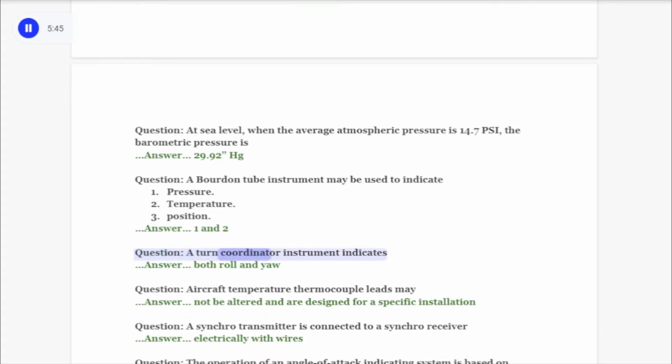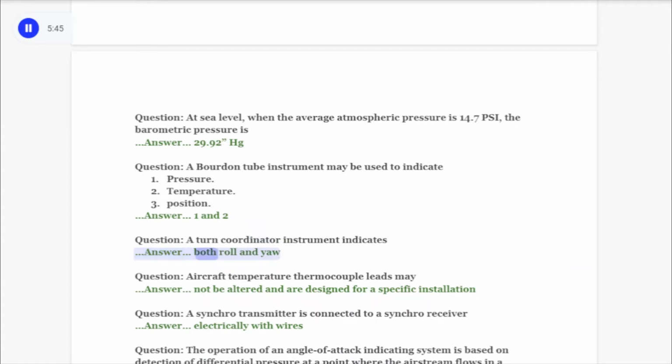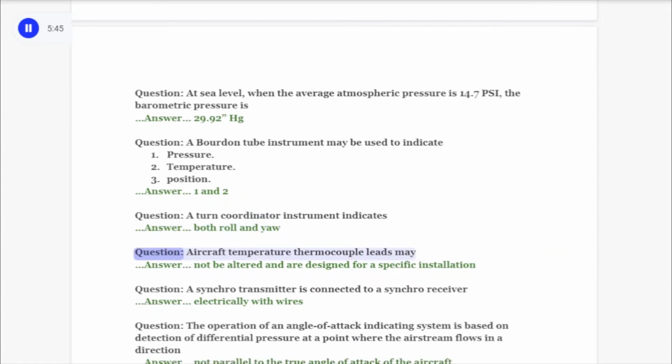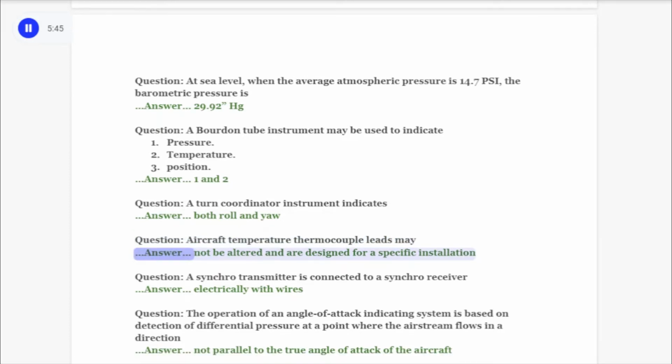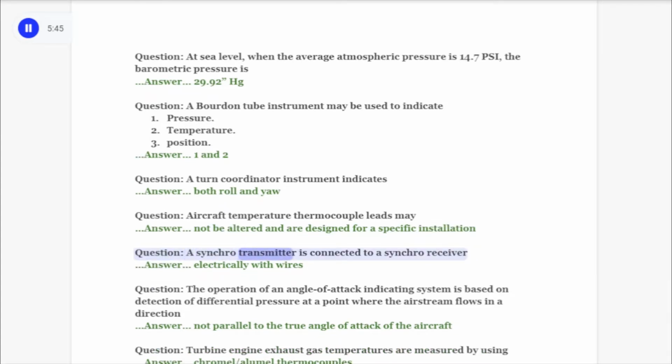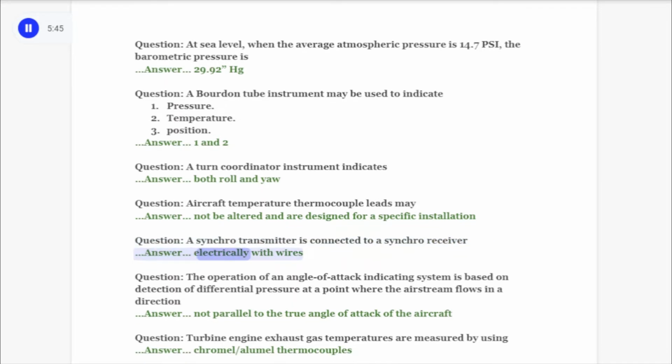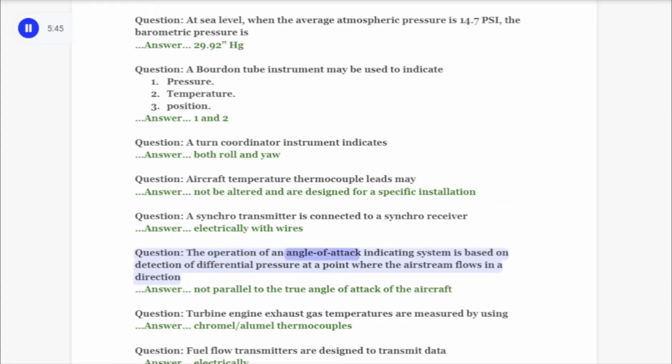Question: a turn coordinator instrument indicates. Answer: both roll and yaw. Question: aircraft temperature thermocouple leads may. Answer: not be altered and are designed for a specific installation. Question: a synchro transmitter is connected to a synchro receiver. Answer: electrically with wires.